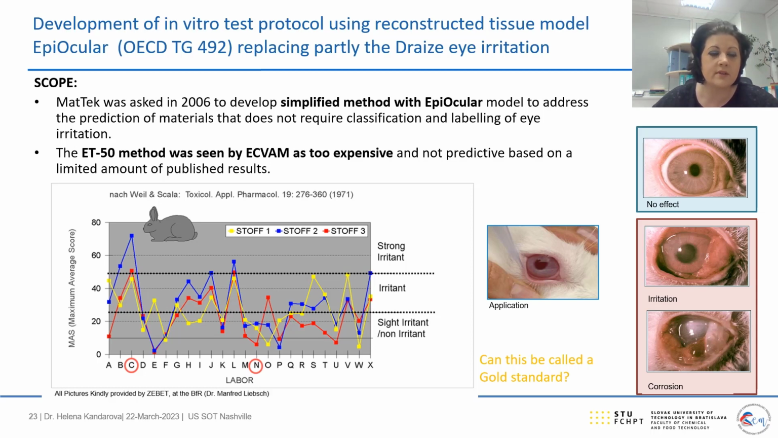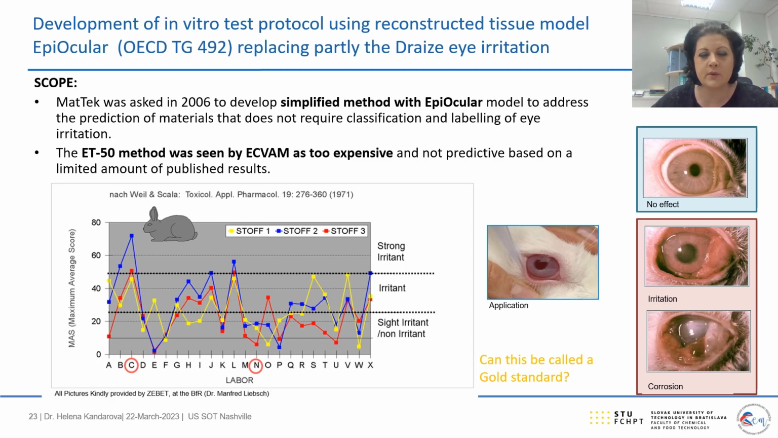So it was not an easy exercise, and as you can see, the variability of the in vivo data is also great here. This is just a picture from a very old study of Weil and Scala showing testing of 3 materials in 24 laboratories, and you can see the high variability in the prediction amongst these labs. So for instance, laboratory C is predicting the 3 materials as highly irritating or maybe even corrosive, whereas laboratory N is predicting these 3 materials as non-irritating. So it's very hard to say which of these predictions is correct, and definitely if we have such a data set, we cannot call this a gold standard.